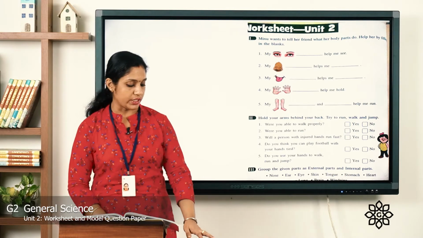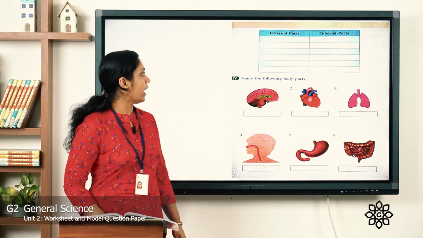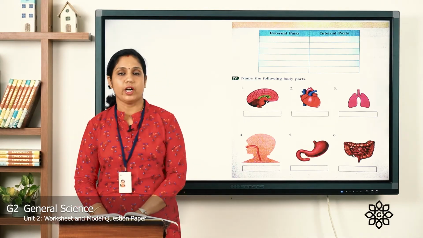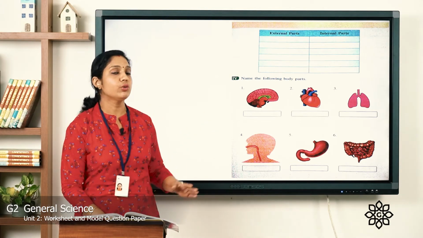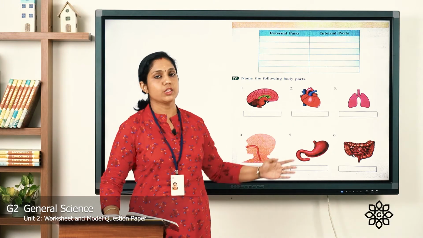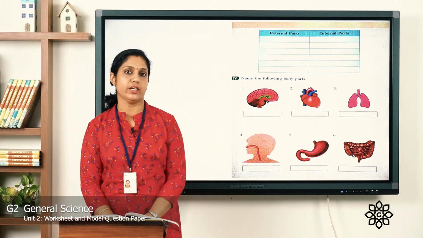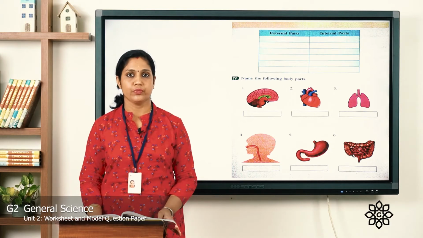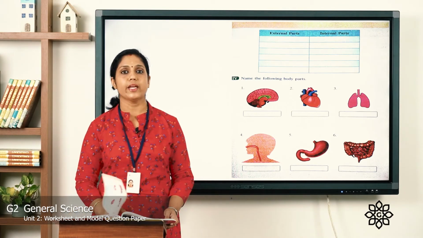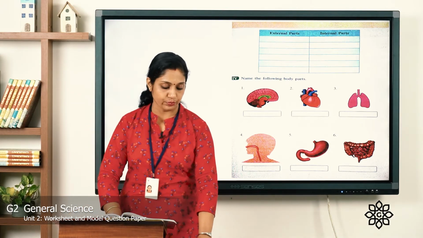Moving on to the next question, we have name the following body parts. Some pictures of body parts are given and you have to name these body parts. You can write in the boxes provided here itself. So with this, we finish our worksheet unit 2. Let's move on to our next page, page number 54.